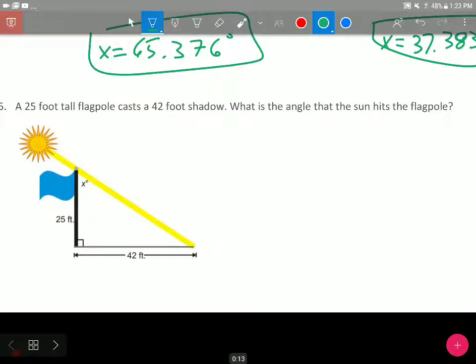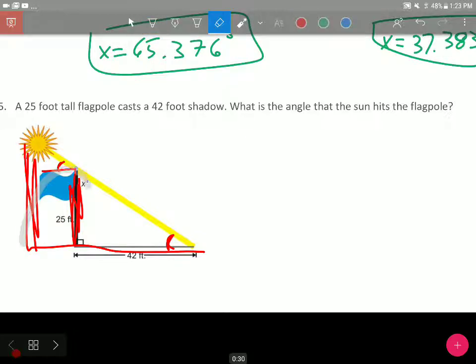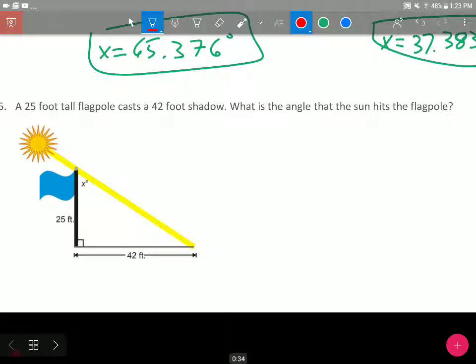All right, so here's the deal. They want to know at what angle the sun hits the flagpole. That's the same angle as this. If they asked what angle is the sun up in the sky, that would be the same angle as this. Whether we're talking about the flag or the tree and the sun, it's all the same, okay? So they want to know what angle.